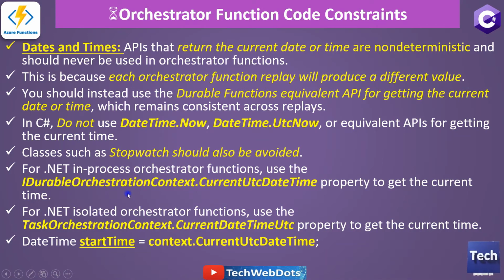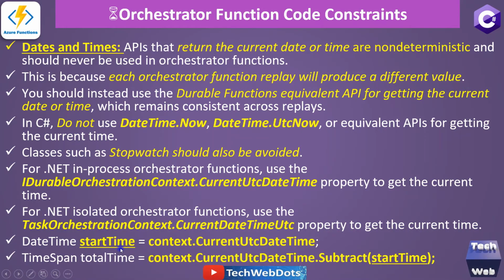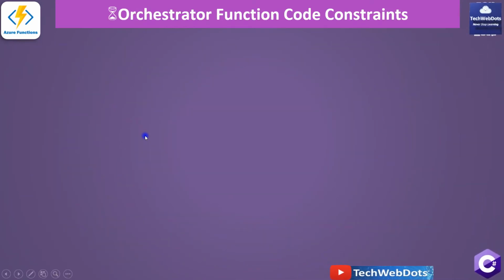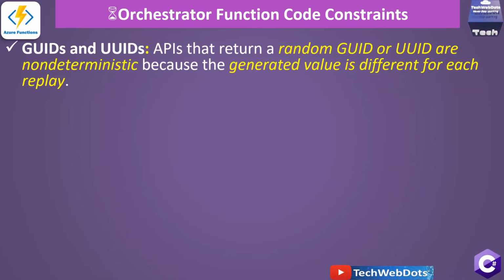So how can you use it in a very simple way? For date time, you can use context.CurrentUtcDateTime, and if you want to just calculate the time, you can just use the Subtract method and provide the time as well. So this is another part where you should take care when you are writing an orchestrator function.